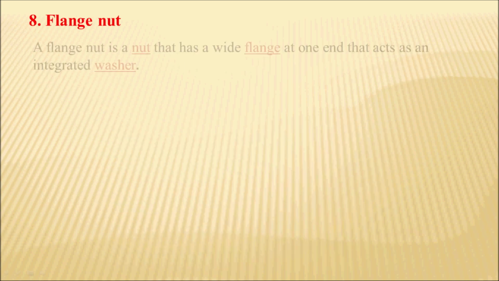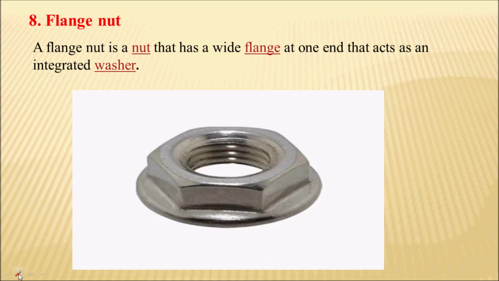Next is the flange nut. You can see it is a hexagonal nut that has a wide flange below. You can see there is a wide flange. This wide flange will distribute the pressure coming on it uniformly. So it will act as a washer. This wide flange will act as a washer. So this is a type of hexagonal nut.